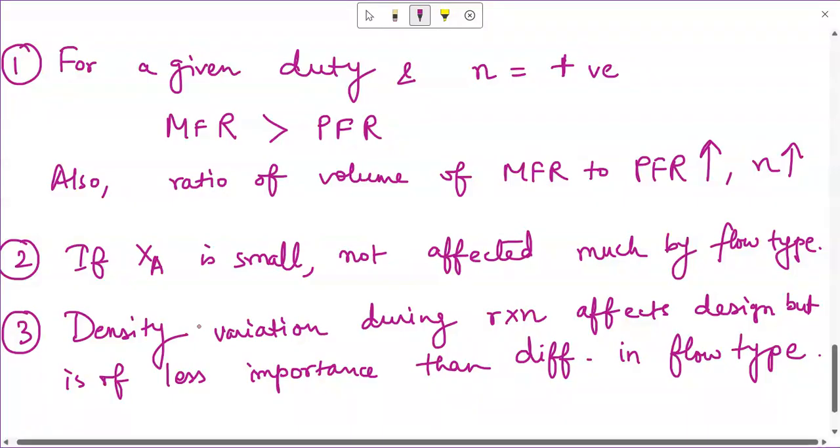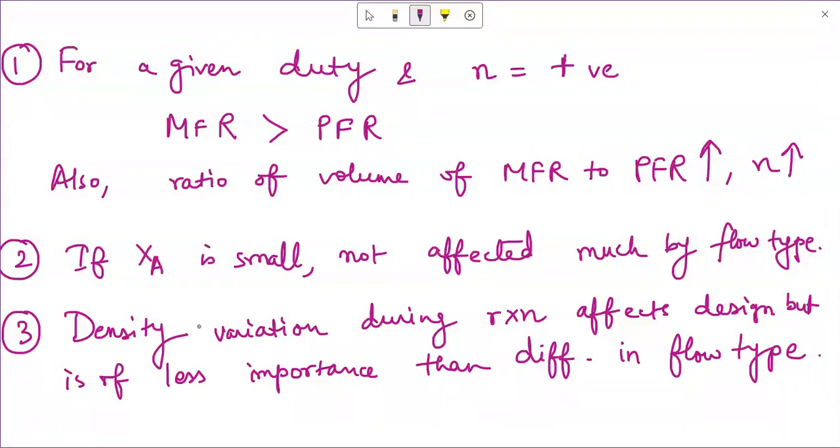So these are the three main observations that we get from all of those complicated looking expressions, and you know how to find them. All you need to do is get the ratio between the performance equations for the two types of reactors. The main understanding is that if your reaction order is positive and you have a certain task to be achieved by the reactor, then the MFR volume will always be larger than the plug flow volume. The other thing is that the volume ratio of MFR to PFR increases if the reaction order is increasing.